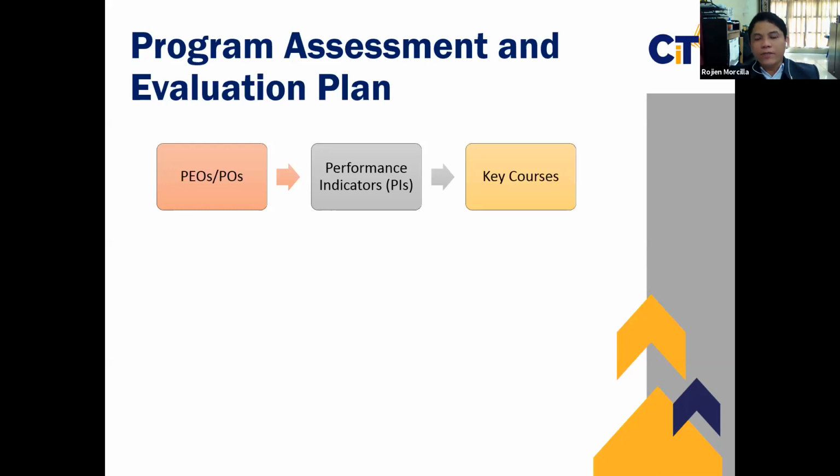Then, after identifying the PIs, identify the key courses. Where can we find guidance on the key courses? In our curriculum map. Check our curriculum mapping. That curriculum map will guide us on which are the key courses. Usually those marked as demonstrative are the key courses where we can see the indicators we placed in our EOs and our curriculum.